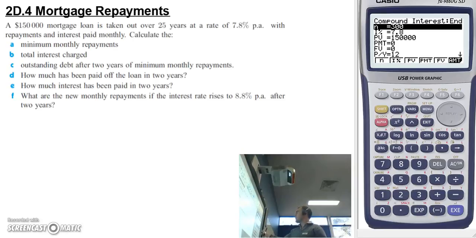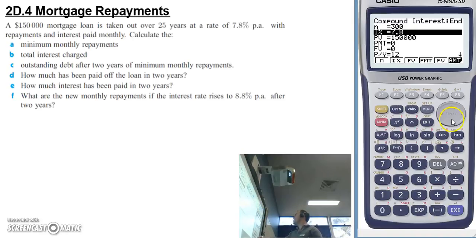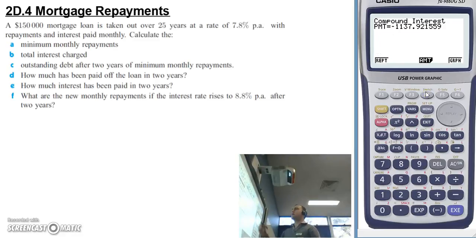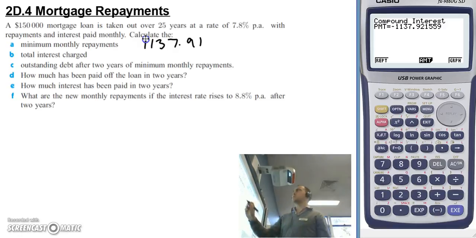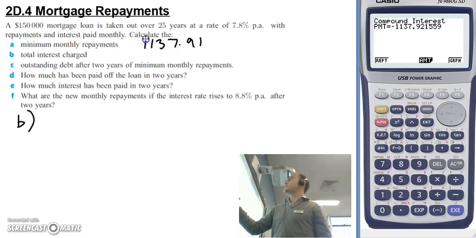I'm going to pop it into a calculator, so N is 25 by 12, I is 7.8, PV is $150,000, and P/Y and C/Y are 12. We know we're paying it all off, so the future value is 0. Solving for PMT, it is 1137.91.